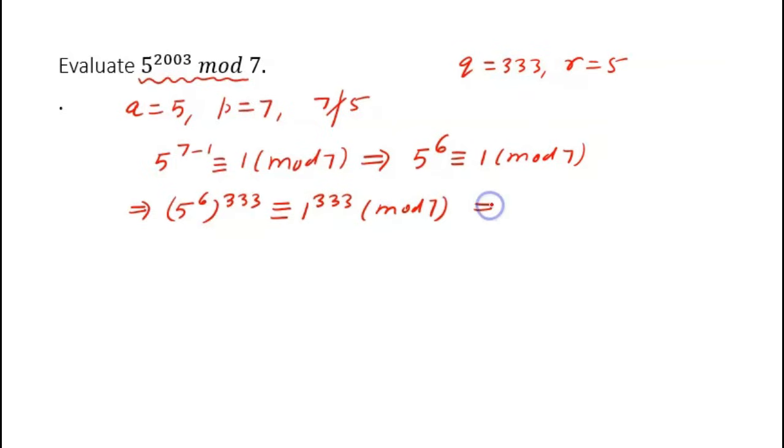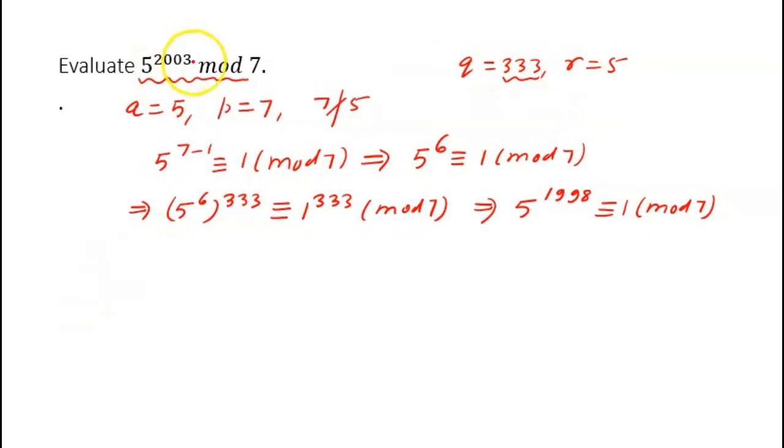And this will give me what? This will give me 5 to the power 1998 is congruent to 1 modulo 7. If I take the power 334, it will be more than 2003. So that is why the quotient here is 333.